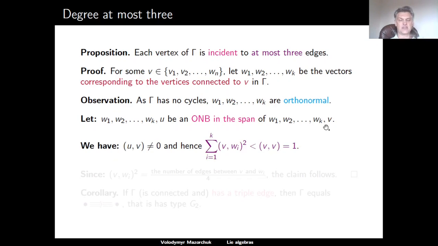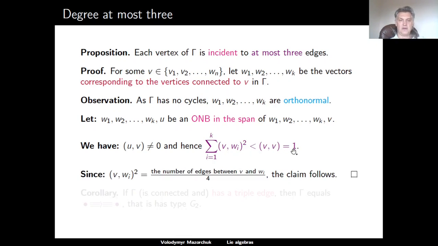In particular, from the Gram-Schmidt method, we know that the scalar product between u and v must be non-zero, and hence the length of the vector v with itself, which is 1 by our assumptions, is also equal to the sum of squares of scalar products between this vector v and elements of our orthonormal basis. And since the scalar product of u and v is non-zero, if we take away the corresponding summand, what is left is the sum over i from 1 to k, the scalar product of v with wi squared. This sum is strictly smaller than the scalar product of v with itself. That is strictly smaller than 1.